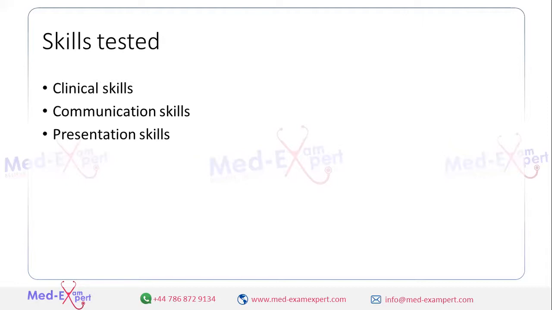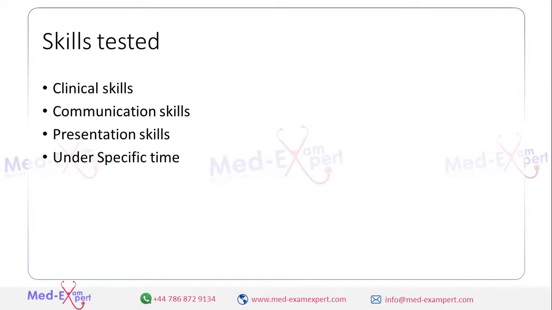You might have picked up all the positive findings, but when you present to the examiner, if you fumble or speak without much confidence, the impression with the examiner will not be good. So remember, presentation skill will also be tested, which is not mentioned in the 7 skills.